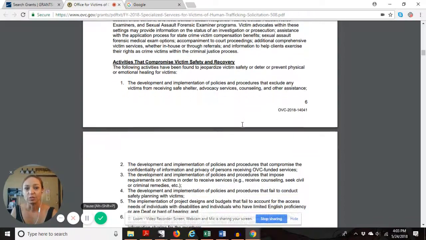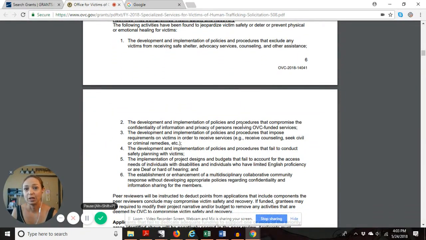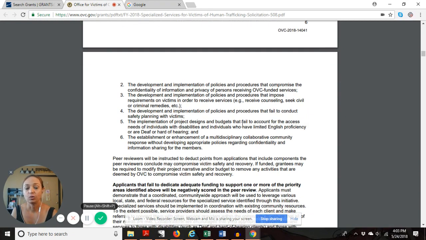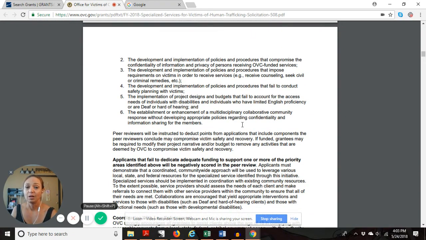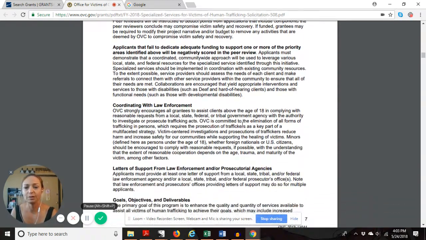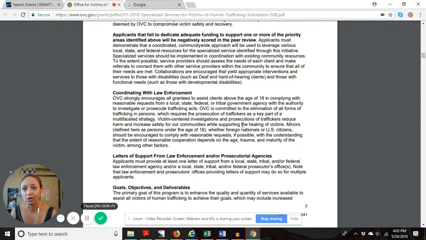Activities that compromise victim safety and recovery. And here they explain everything. They're saying what you need to have is your policies, and you can really draw from this to make sure that you have these policies in place. And then they're saying here, applicants that fail to dedicate adequate funding to support one or more of the priority areas identified above, and that was the housing, mental health, etc., one of those 5 things, they're saying that they will be negatively scored in the peer review. So they're already telling you that right now you have to include that.